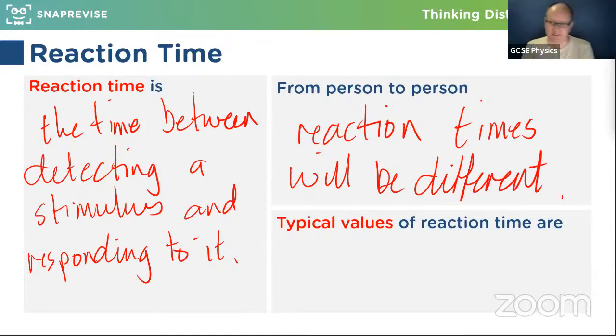Different people react at different rates to different stimuli, but a typical value of reaction time could be 0.2 seconds, for someone who's very fast, maybe up to 0.9 seconds.